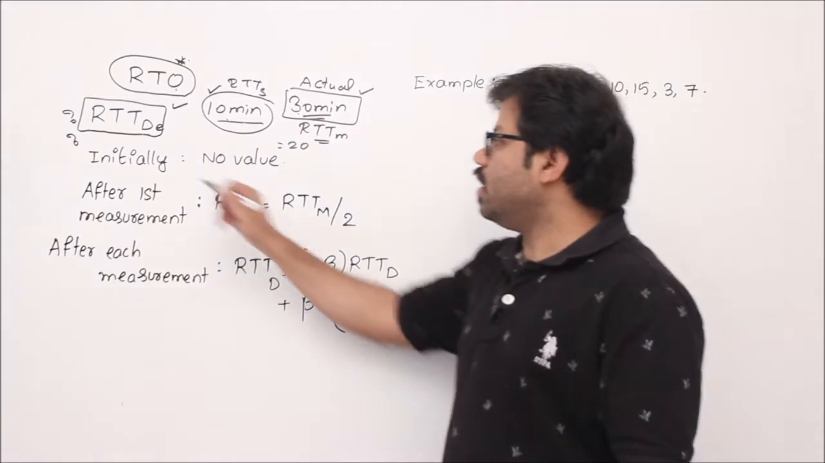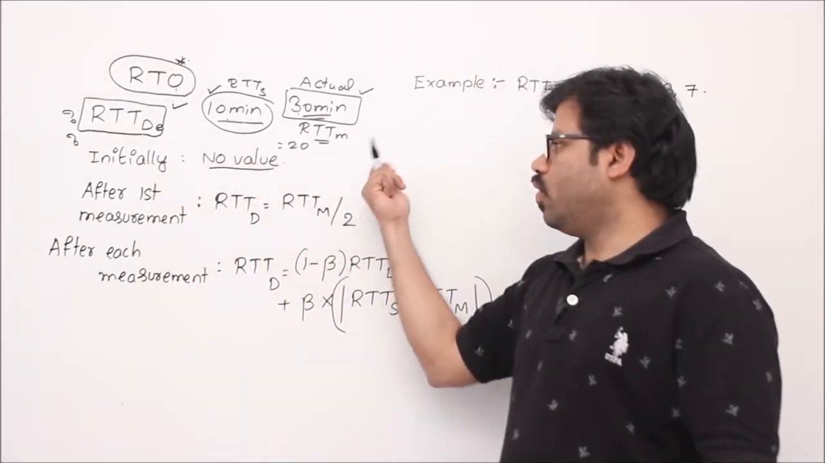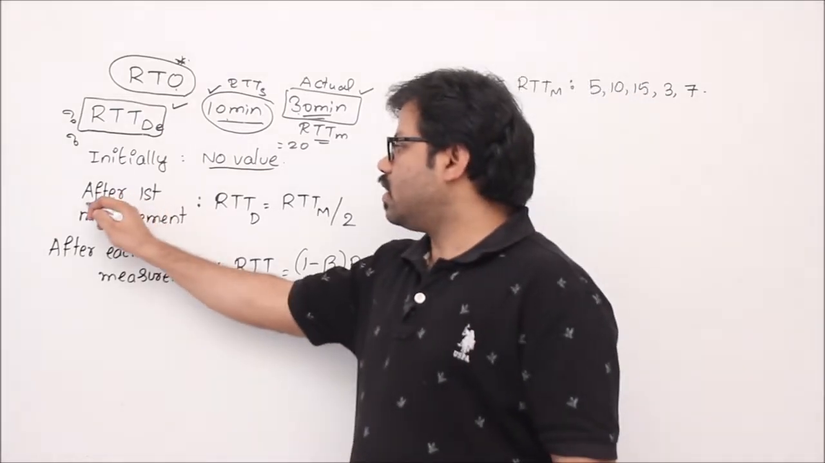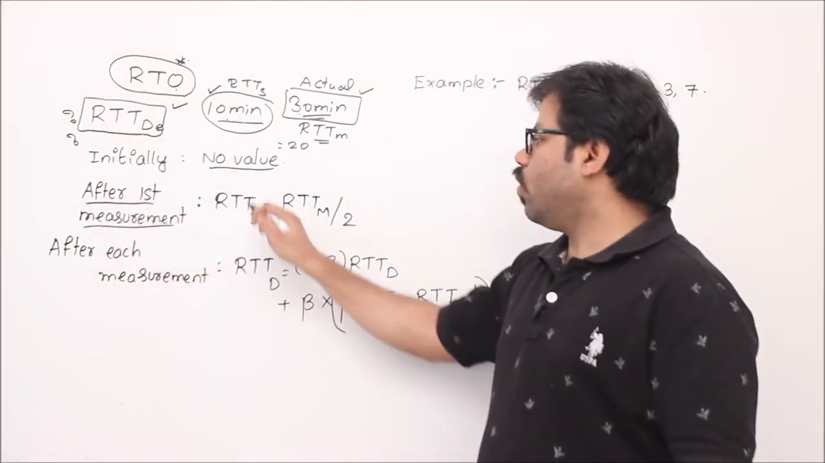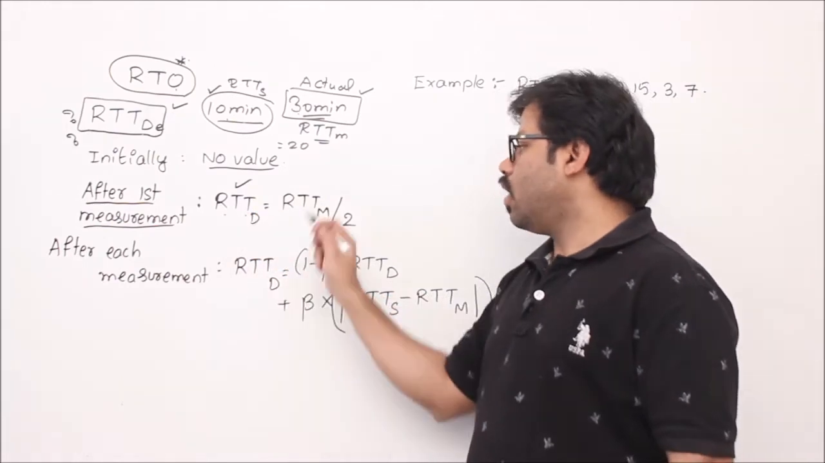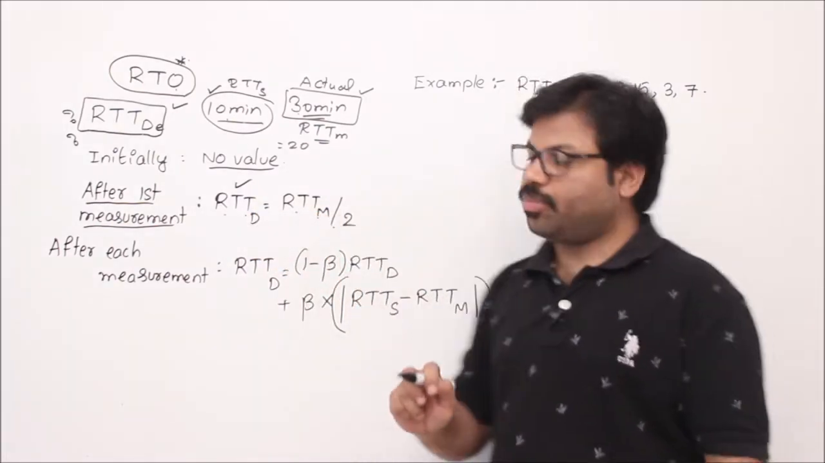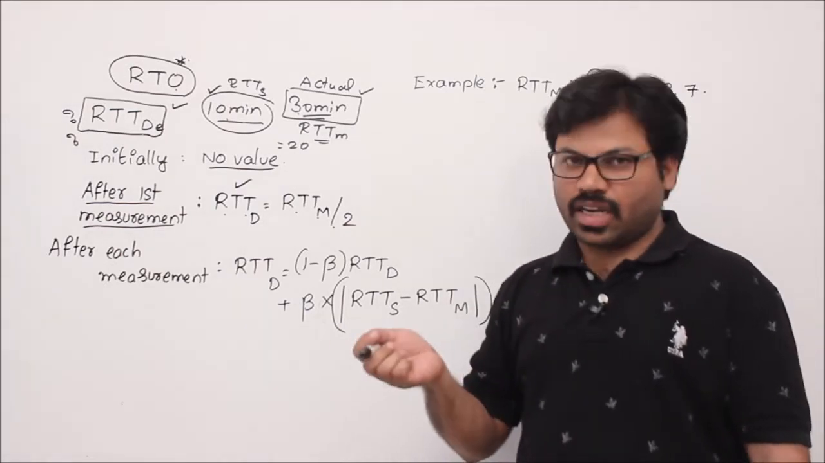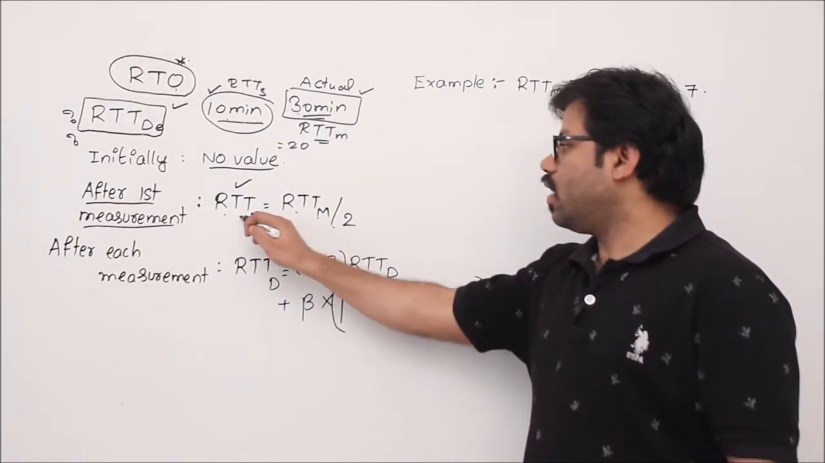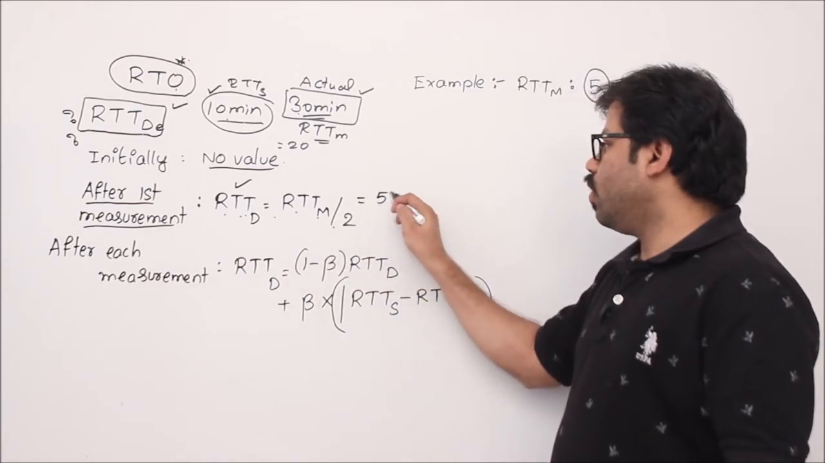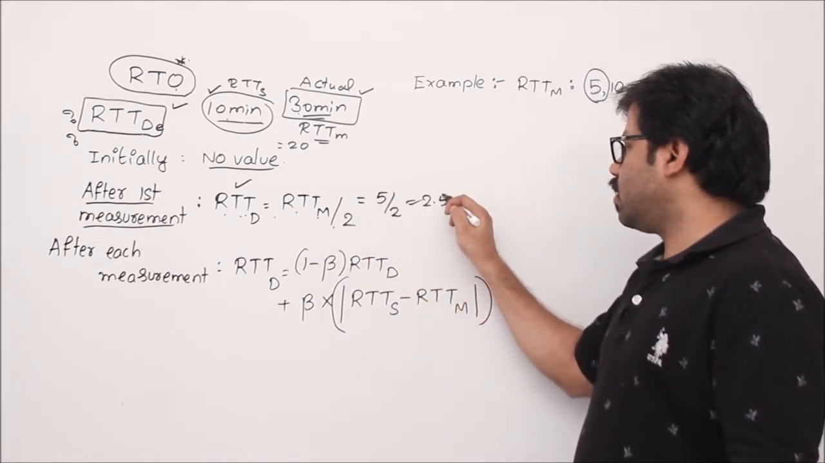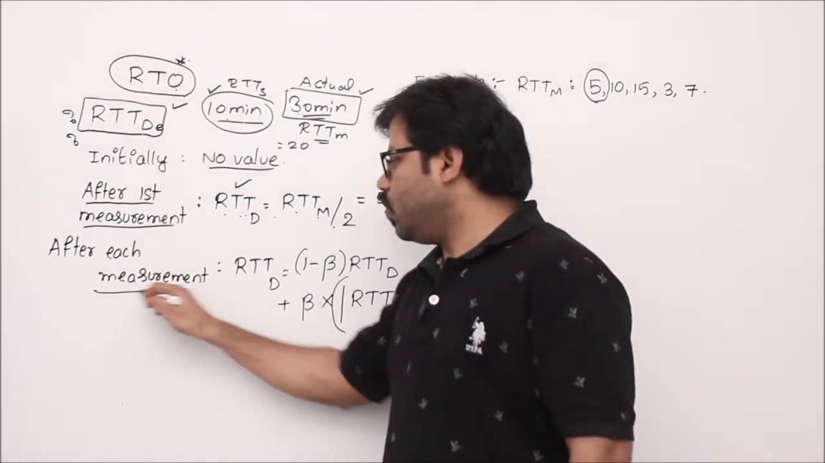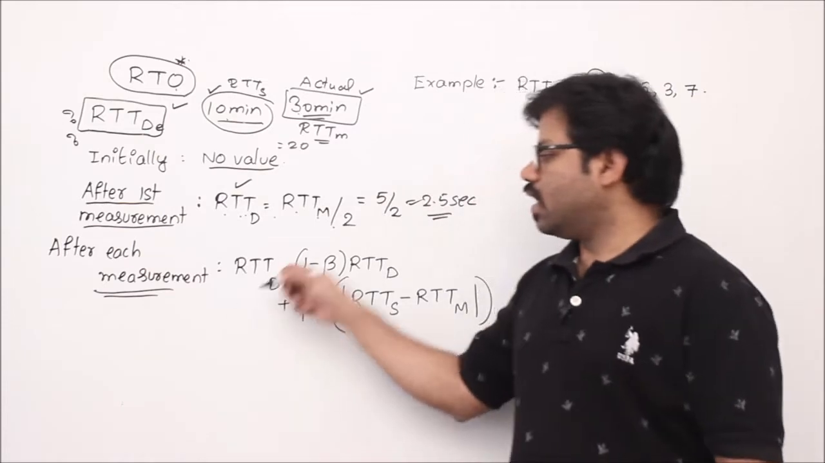Initially we say no value, we don't know anything about RTT deviation, how much the difference is. Next, after the first measurement, we are going to initialize your RTT deviation to RTT measurement by 2. Example, your initial RTT measurement is 5, that means the first packet's acknowledgement arrived after 5 seconds, then RTT deviation is going to be 5 by 2, which is nothing but 2.5 seconds. So far it is good, right? We are understanding.